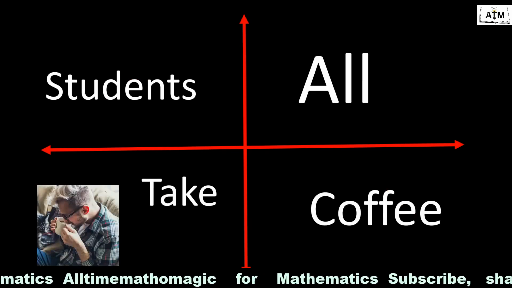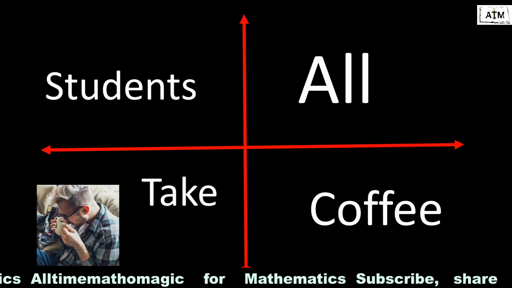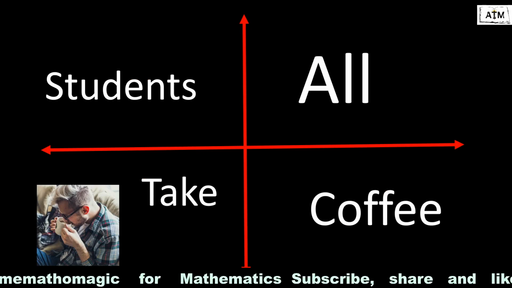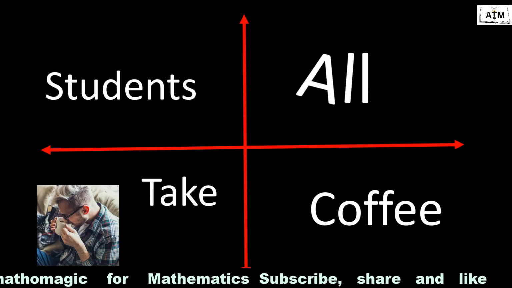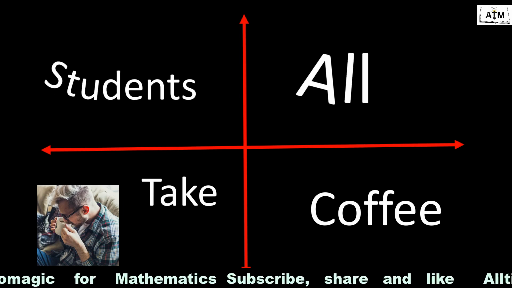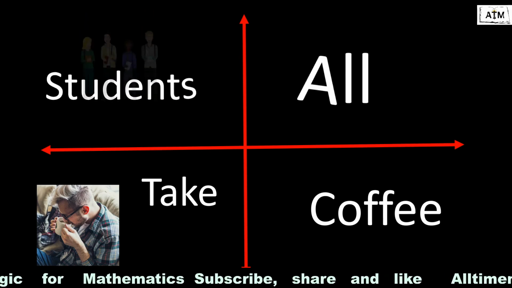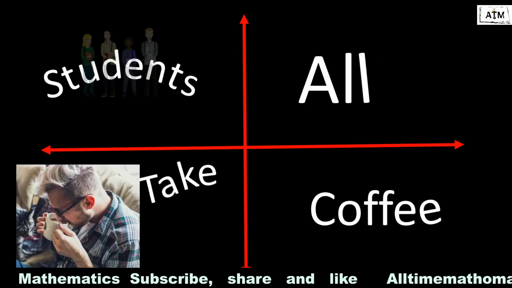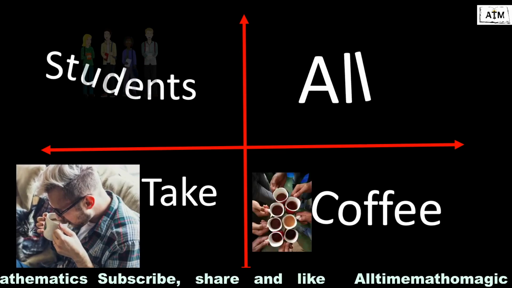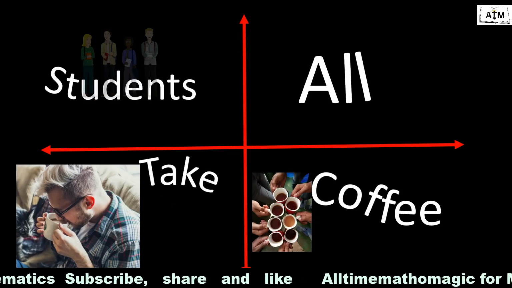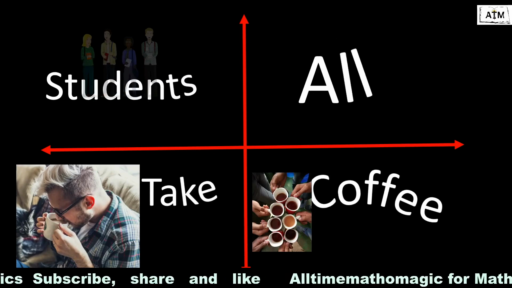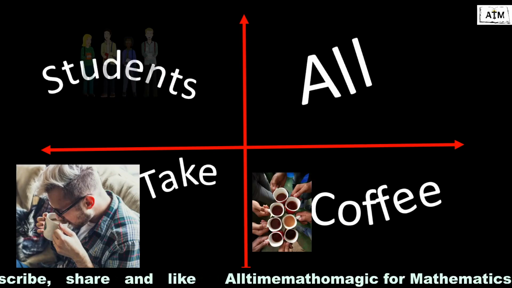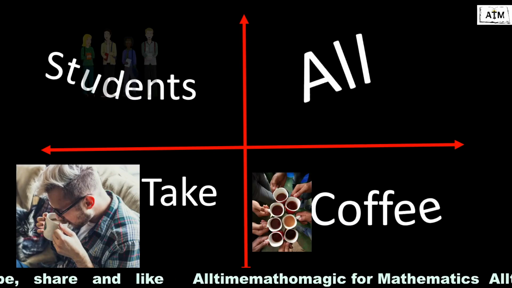The signs of trigonometric ratios can be easily remembered by using the following sentence. The sentence is: All students take coffee. By this simple sentence, we can remember how to decide the positive and negative sign of trigonometric ratios.